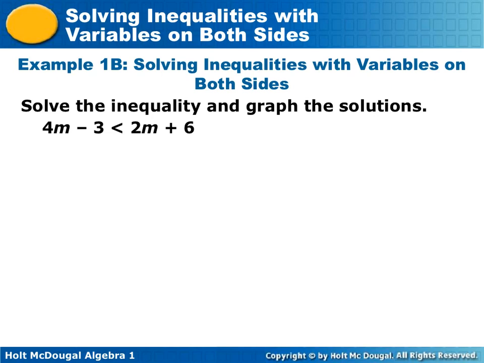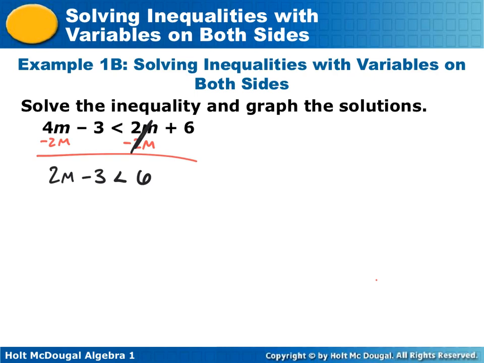All right, so looking at this first example, I see that there's a 4m and a 2m. I want to get the 2m to the other side because that means I keep my variable positive. So to undo a positive 2m, you have to subtract it. And once you do that, you end up with 4m minus 2m is 2m, minus 3 is less than 6. Okay, so nothing else changed. I didn't multiply or divide by a negative, so my inequality stays the same.